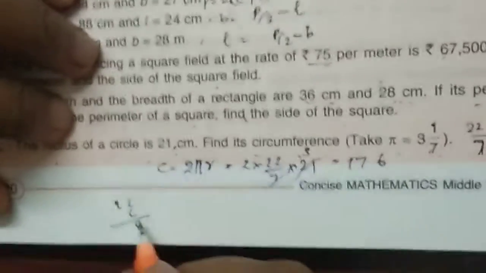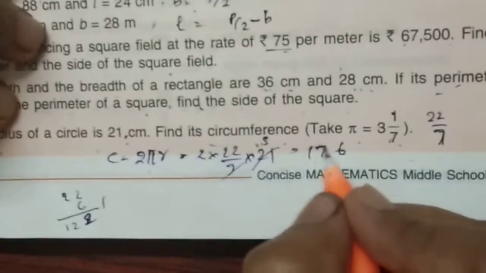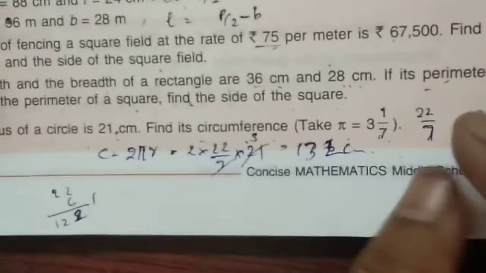22 into 6, 12 carry, 132 centimeter. Okay, that is the perimeter.